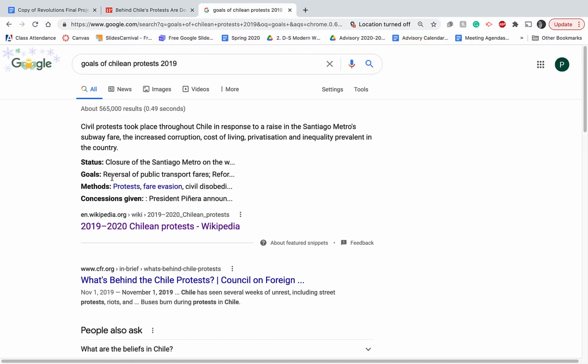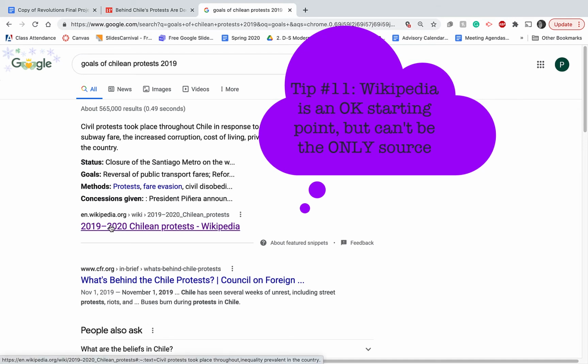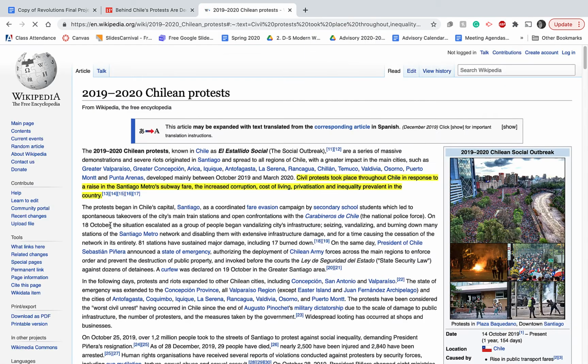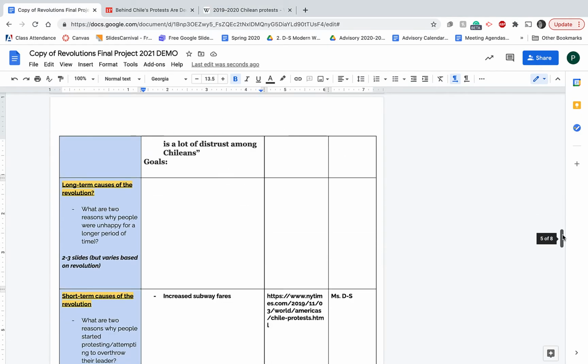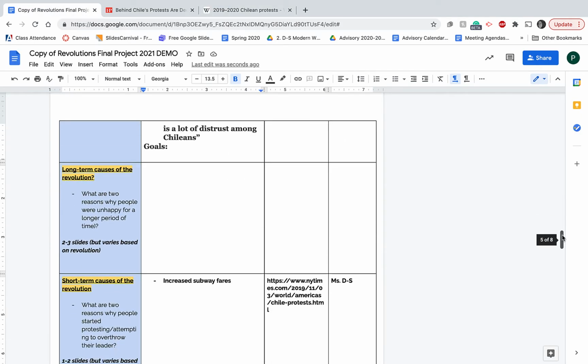Oh, so Wikipedia here already has the goals. Ms. Diaz said it's okay to use Wikipedia so long as I can back it up with other sources saying the same thing. They even highlight for me exactly where I need to go. So civil protests took place in Chile in response to a raise in the subway fare. Oh, great. That confirms what I already wrote. Increased subway fares.